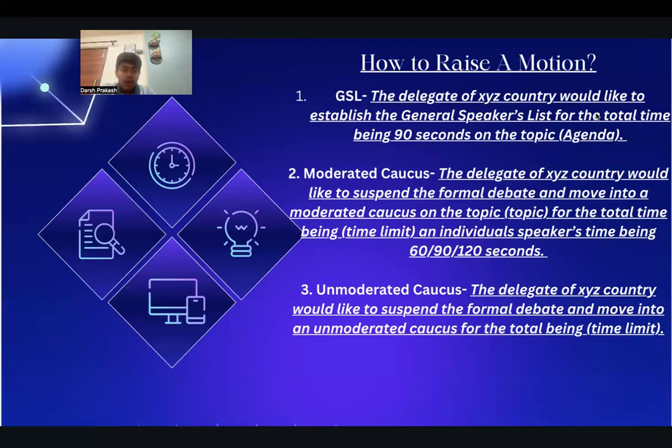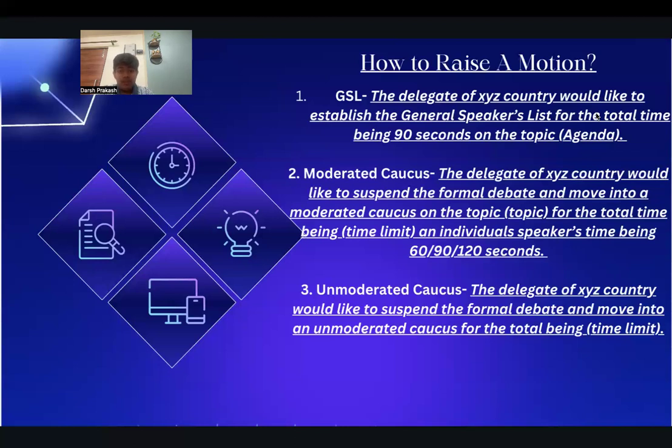Now coming on to unmoderated caucus. Again, for unmoderated caucus as well, you need to say the delegate of XYZ country would like to suspend the formal debate and move into an unmoderated caucus for the total time being, and you have to specify the time limit. I'll recommend you all to keep the time limit of unmoderated caucus as 20 minutes maximum. 20 minutes is more than enough to discuss upon your future plans of the committee, right?